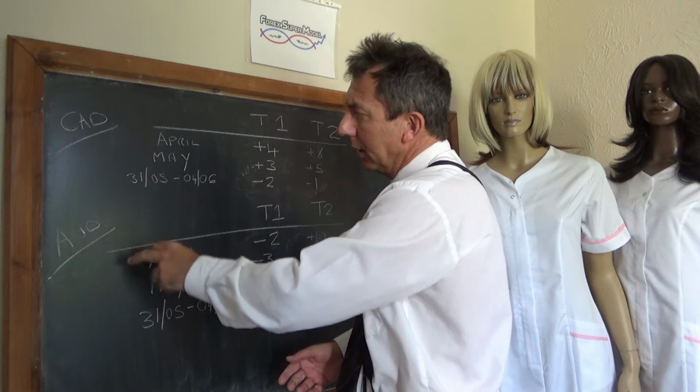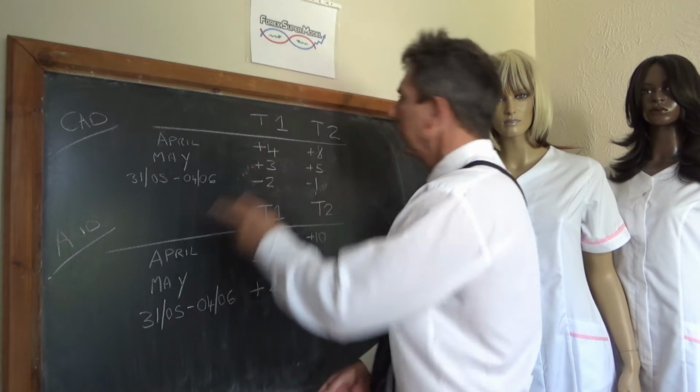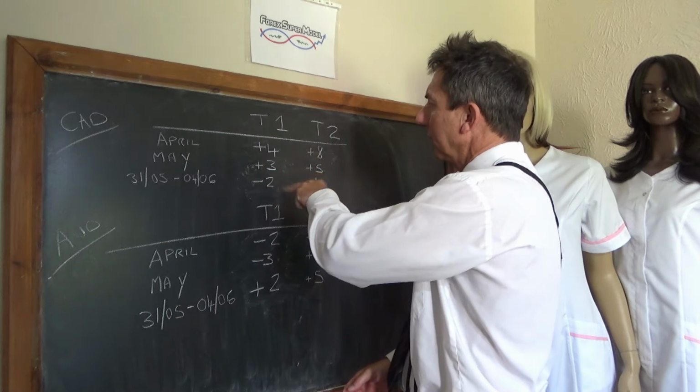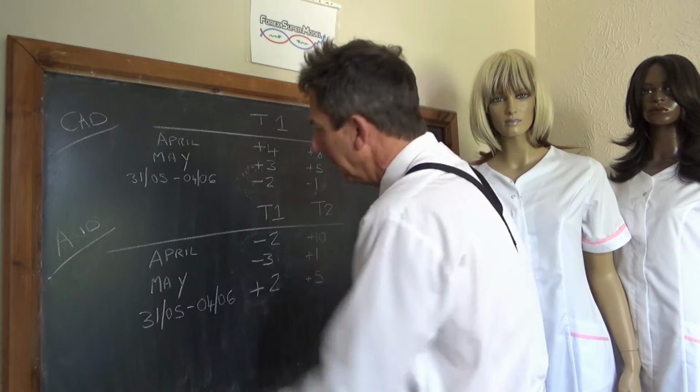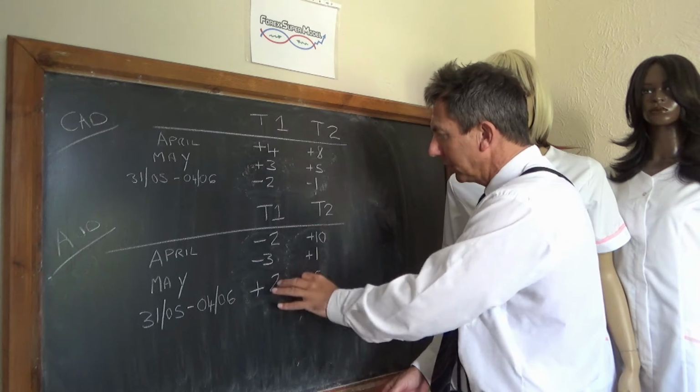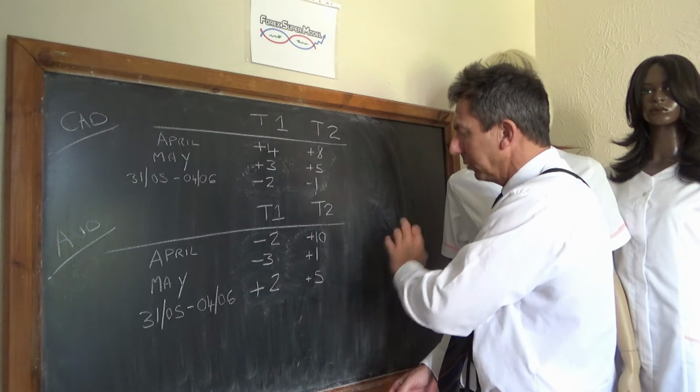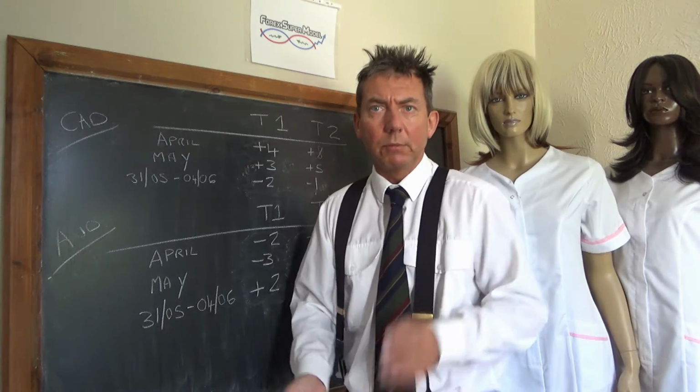Canadian dollar, CAD, Australian dollar, AUD. Right, CAD then, tier 1 plus 4 plus 3 minus 2, tier 2 plus 8 plus 5 minus 1. AUD then, tier 1 minus 2 minus 3 plus 2, tier 2 plus 10 plus 1 plus 5. Right, last two coming up and then we'll do the analysis.